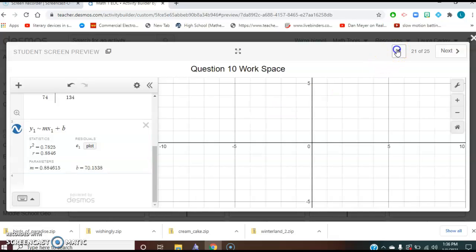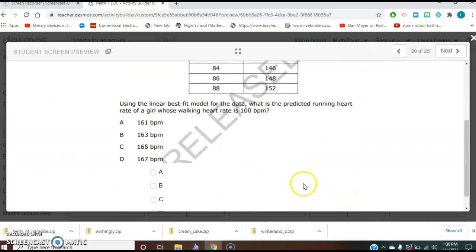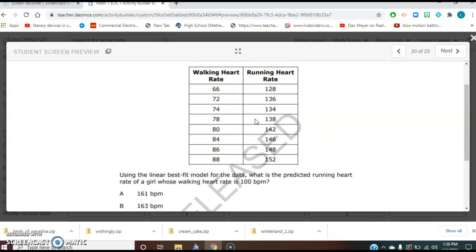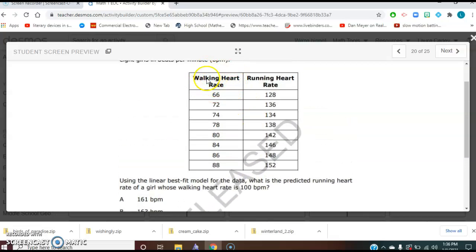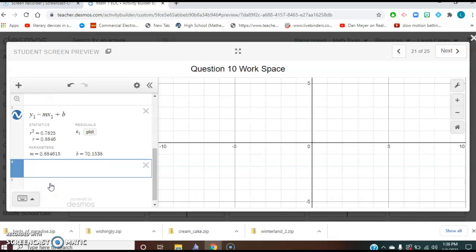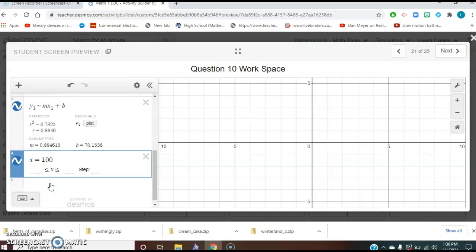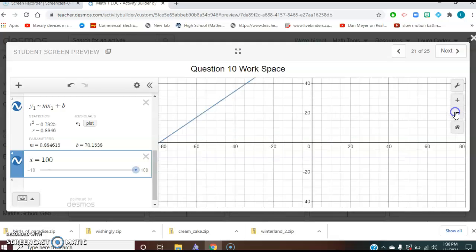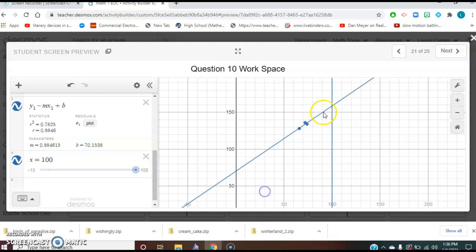All right, now the question wants you to make a prediction, so it wants you to predict when the walking heart rate is 100. So the walking heart rate is the x, so that means x is 100. So in the next line, I am going to put x equals 100. Now I'm going to have to zoom out a bunch because these numbers are really big. But wherever they intersect, that y number would be your answer since the x number was what I put in.